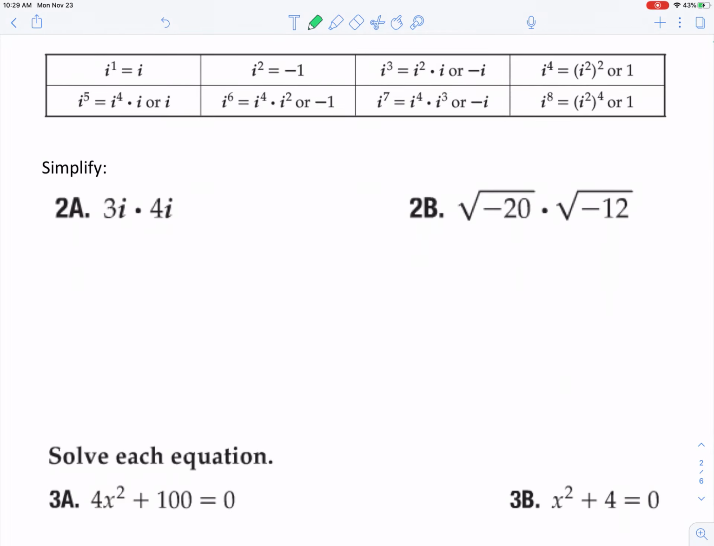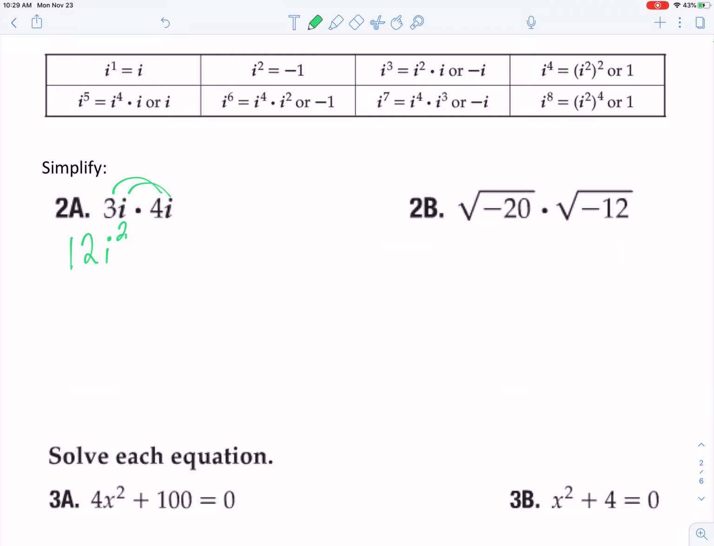So when I simplify this, I want you to treat i like a variable. So when I do that, that means I can just take the 3 times the 4 and i times i, which if you had x times x, you would say, oh, that's x squared. Well, i times i is i squared.